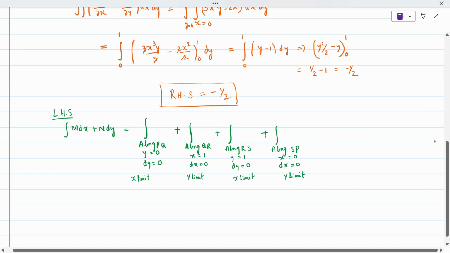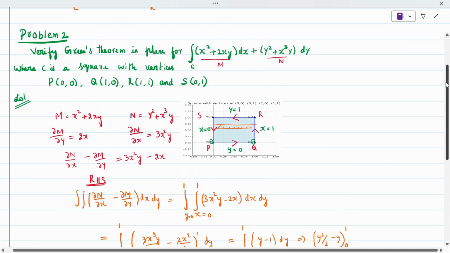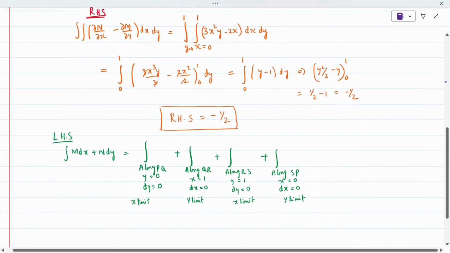See here, along now, limit, how to find? Along PQ. PQ means, see here, this is PQ. So PQ, when we see the limit, you have to take x. X limit means always horizontal straight, from here to here. Here to here means 0 to 1. So limit will be 0 to 1.